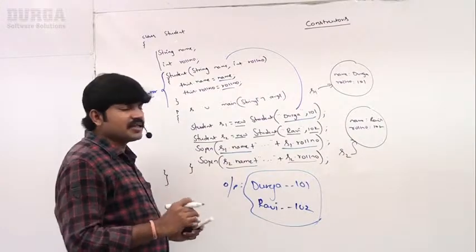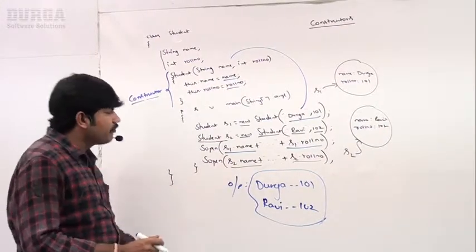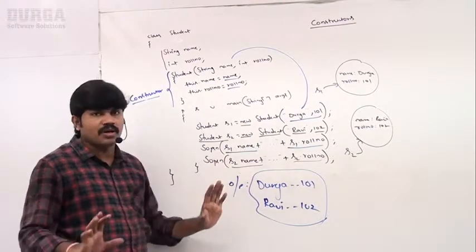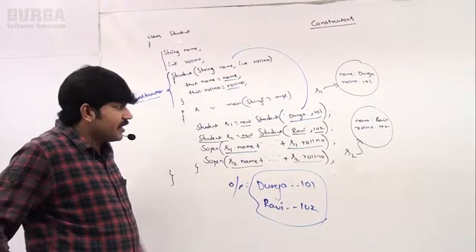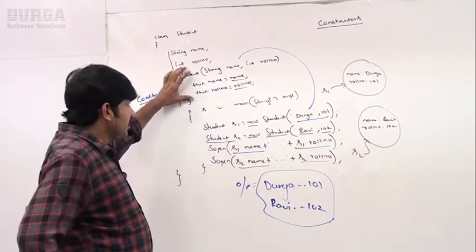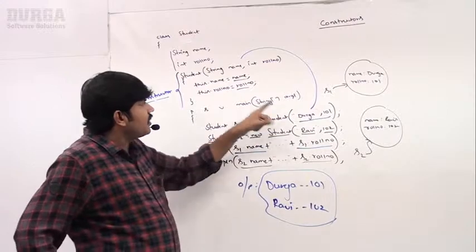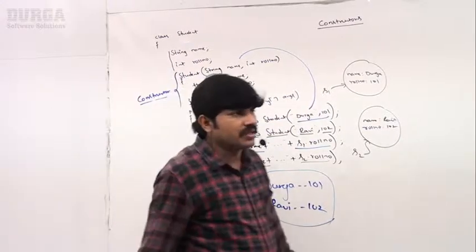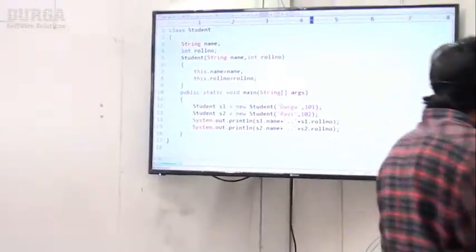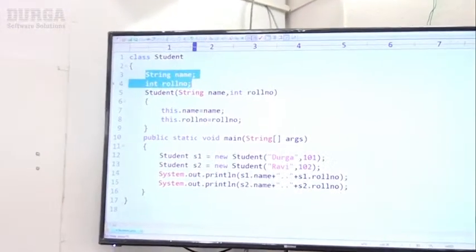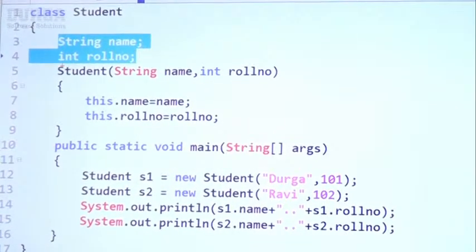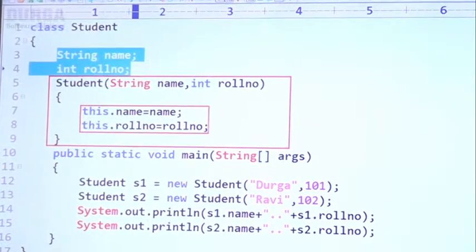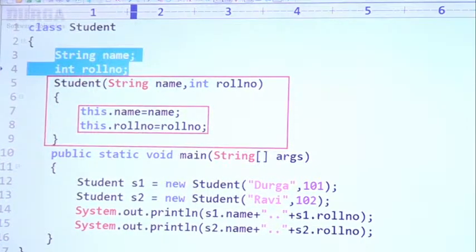My intention is to convert this into an executable program so that you can feel more comfortable. How many objects were created? 2. How many times will the constructor execute? 2 times. What is the role of the constructor? To perform initialization. Let me execute this code. Observe carefully, here is the same example. These are the instance variables, but the important point is this one: this is the constructor, and it performs initialization.